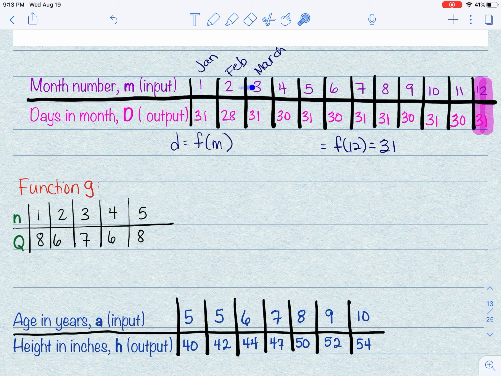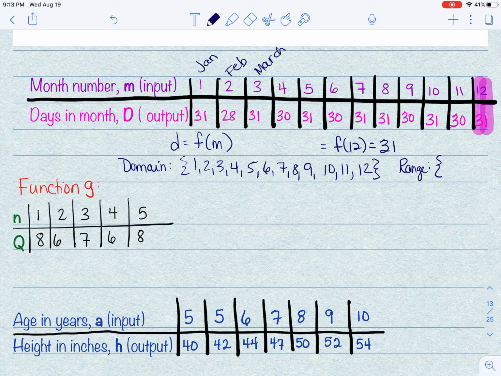The domain of the function is 1 through 12, and then the range is basic. Oh, let me just show you this. So the domain are the numbers 1, 2, 3, 4, 5, 6, 7, 8, 9, 10, 11, and 12. And then the range, that one, you do have a lot of numbers, but you don't have to list them all separately because some of them are the same numbers. So we have the numbers 28, 30, and 31. So you can just write the range like that.